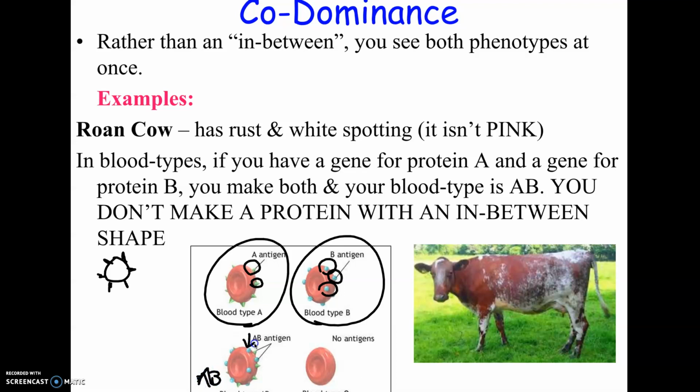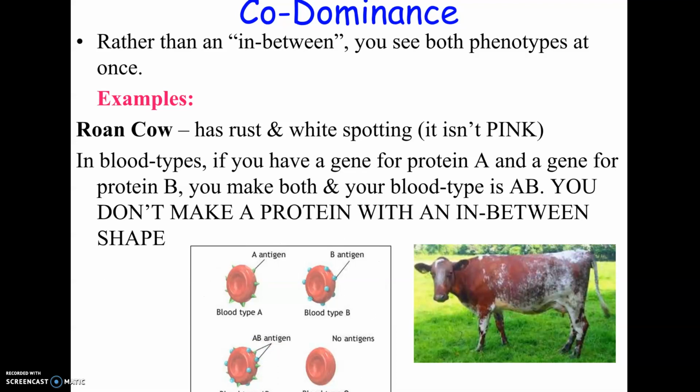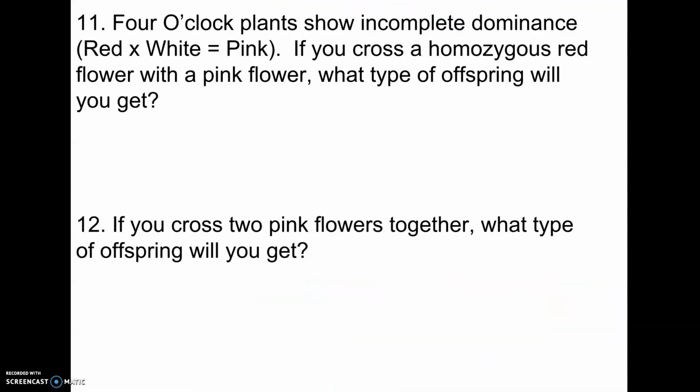You literally have A and B. You have both of those proteins. So that's the difference between incomplete dominance and codominance. Now, what does a Punnett square look like for this? Well, here are a couple of practice problems I'm going to run through very quickly.